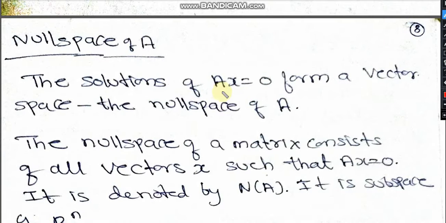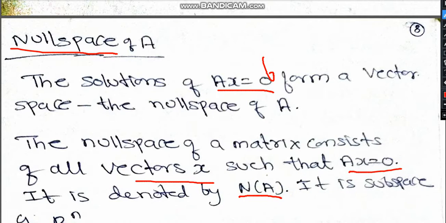So you can see if I call Ax equals b, and this b is equal to 0, that we call the null space of A. Solving this Ax equals 0, you get the values of x which are tending b equals 0, and that we call the null space of A. And here the null space of a matrix consists of all vectors x such that Ax equals 0. Same thing I have explained, and it is denoted by N(A).